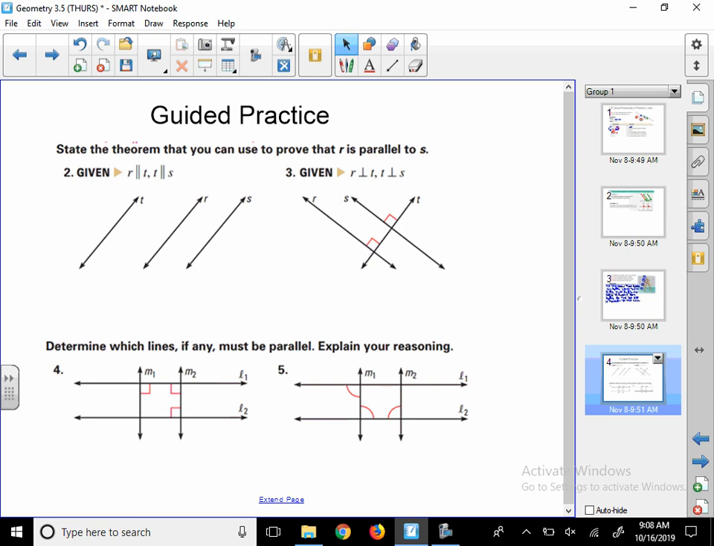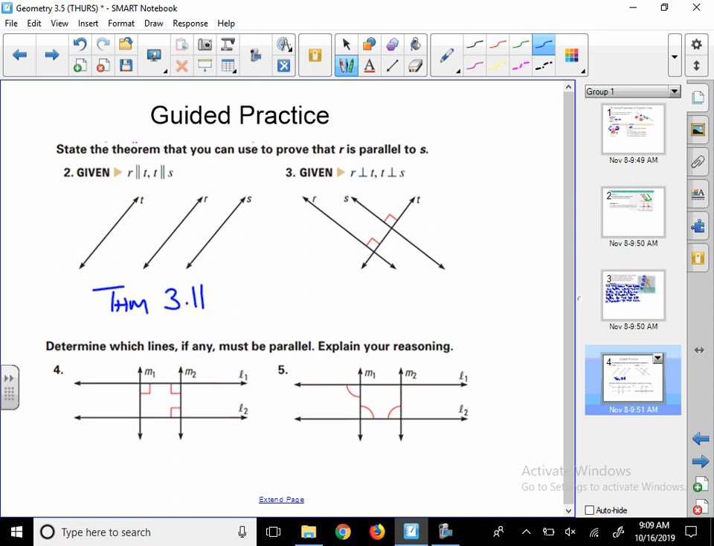All right, welcome back. First, all we need to do is state the theorem that we can use to prove that R is parallel to S. So number 2 says R is parallel to T and T is parallel to S. That is the wonderful setup of Theorem 311. Saying that two lines that are parallel to the same line, in this case T, therefore R and S have to be parallel to each other.